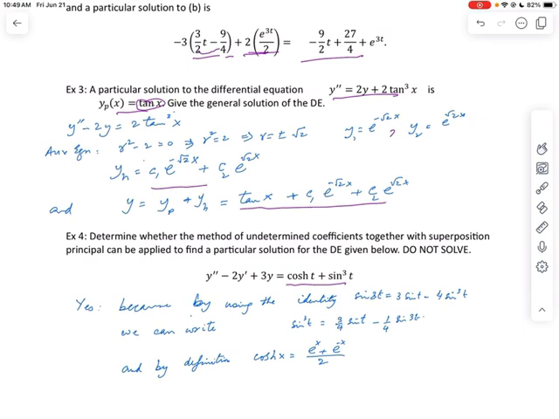I don't know if you have had hyperbolic functions before or not, but they are something like the simple trig functions are defined on a circle. So the hyperbolic functions are defined on a hyperbola.